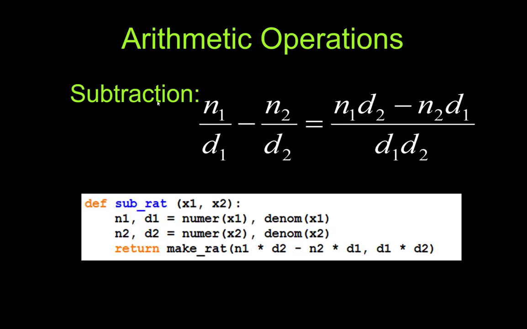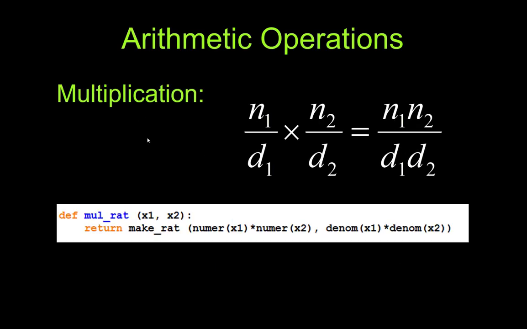Similar to the addition, subtraction is simply having a minus here, which translates to a minus here for the numerator. So the function sub_rat is simply making a new rational number with the numerator according to the formula here with the minus sign, and then the denominator as the product of the two denominators. Here is multiplication of two rational numbers, x1, x2, and the formula is simply taking the products of their numerators over products of their denominators. So multiplication is to return a new rational number with numerator equal to this and denominator equal to this.